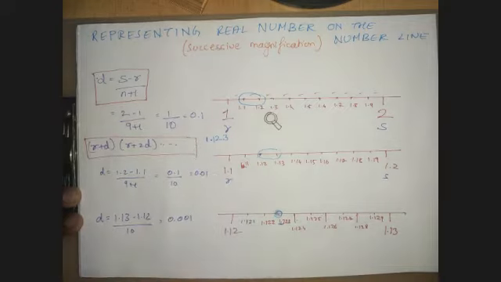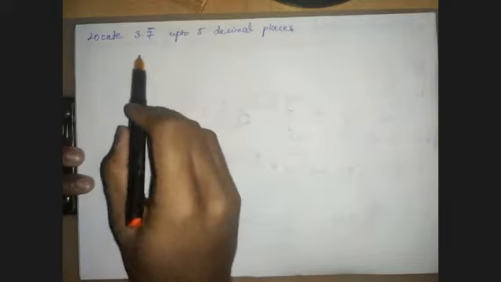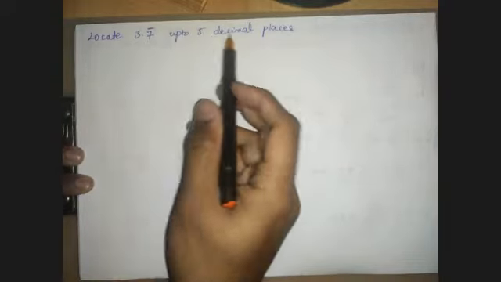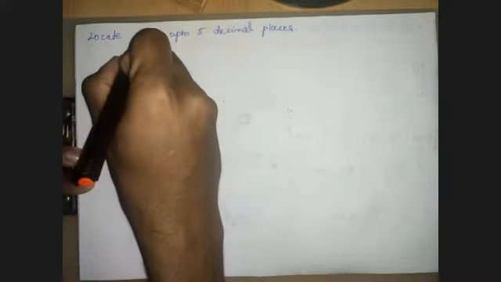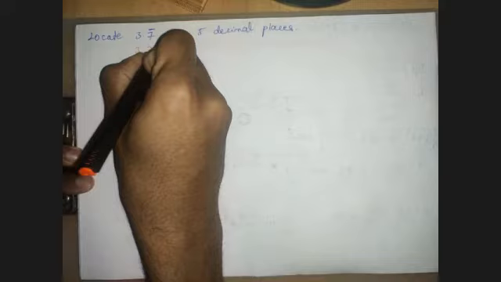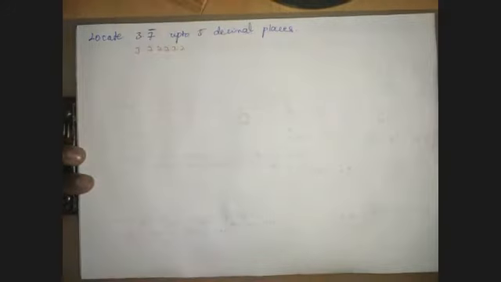Now let us locate 3.7 recurring up to 5 decimal places. It's a rational number. So up to 5 decimal places means 3.77777. So we have to represent this. So how do we do this fast in the exam? We need to represent the 5 decimal places, so we would be needing 5 number lines. So draw that in the first place.